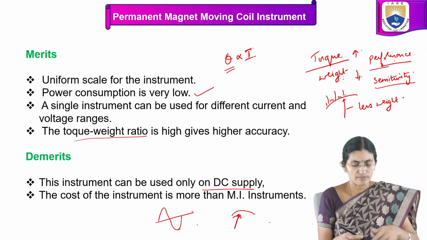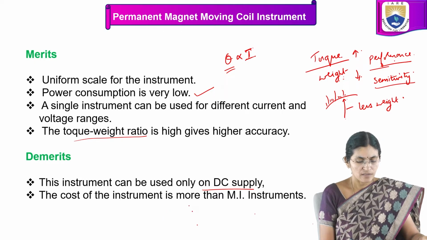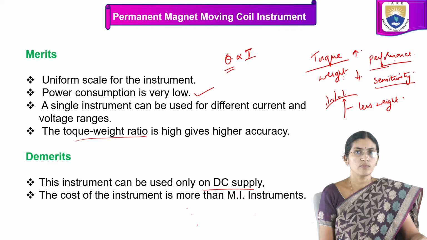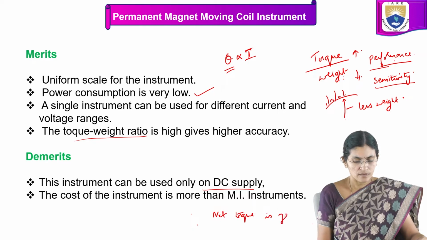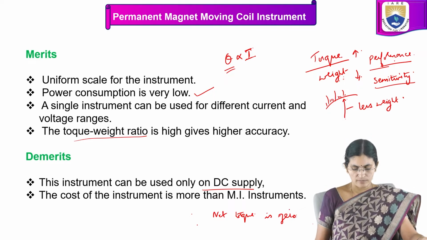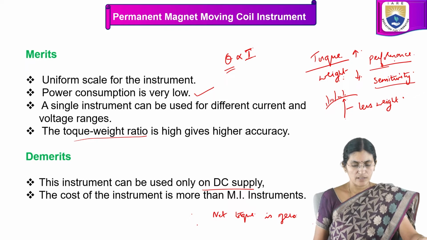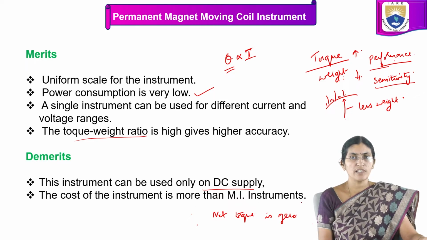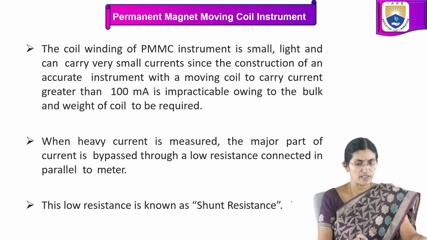So during the negative half cycle, the pointer will move backwards. During the negative half cycle, the direction of current is reversed, so the direction of torque will also reverse. So the net torque which is experienced will be 0. Net torque is 0, so due to this, there will be no deflection on the scale. Hence the pointer will indicate 0. The cost of the instrument is more than MI instruments, moving iron instruments.